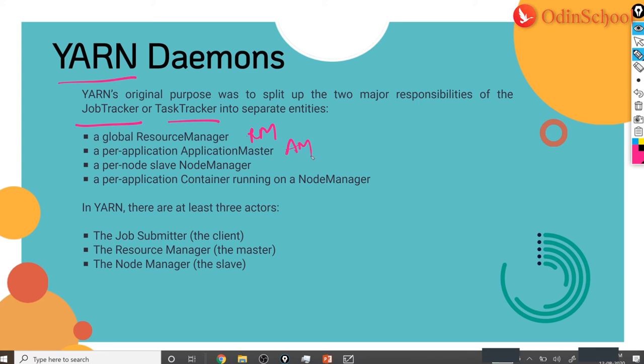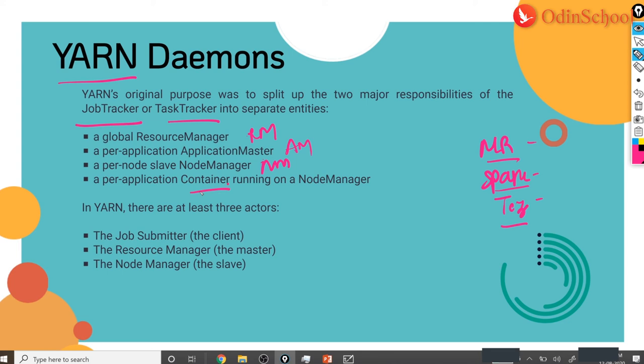Whenever you are submitting a job, let us say it is of MapReduce type, or it is a Spark type, or Tez execution, depending on the execution engine, your application types are changing, right? So per application, you will have an application master, which is managing that particular kind of application. Then you will also have a slave, the node manager, NM, which is managing all the nodes. Whatever number of nodes you have, that many slaves or node managers would be there. And every node manager would run a per-application container, basically. We'll see what exactly the container is.